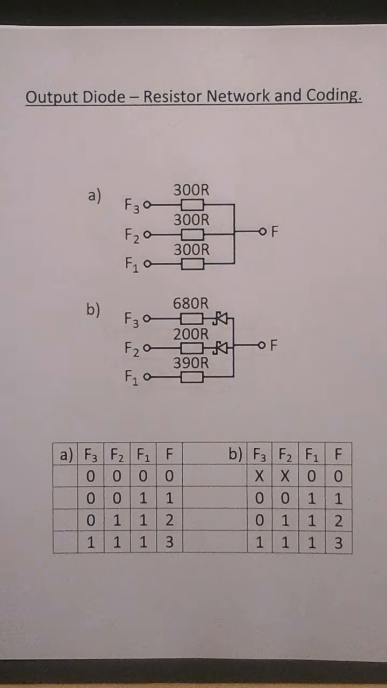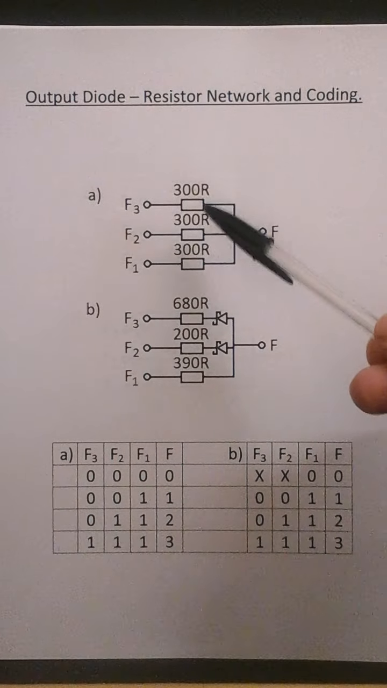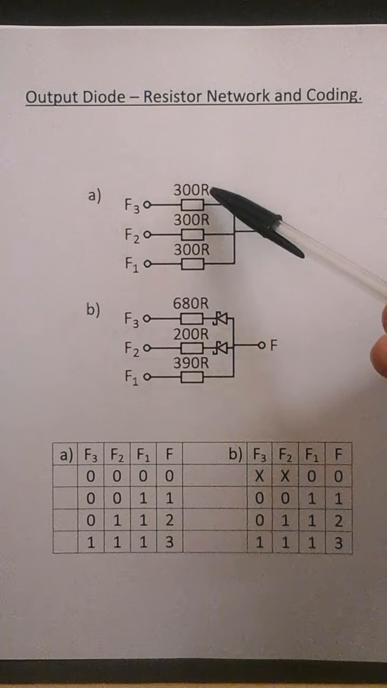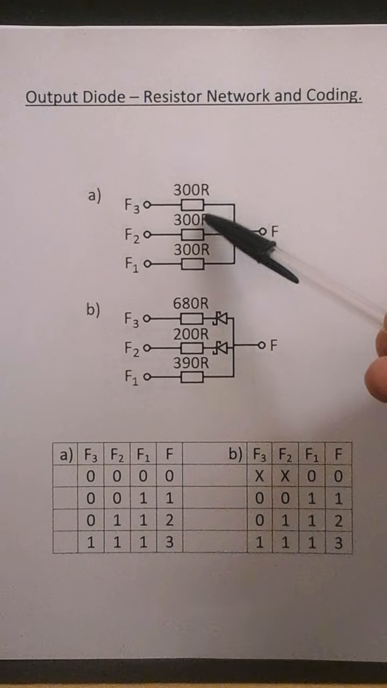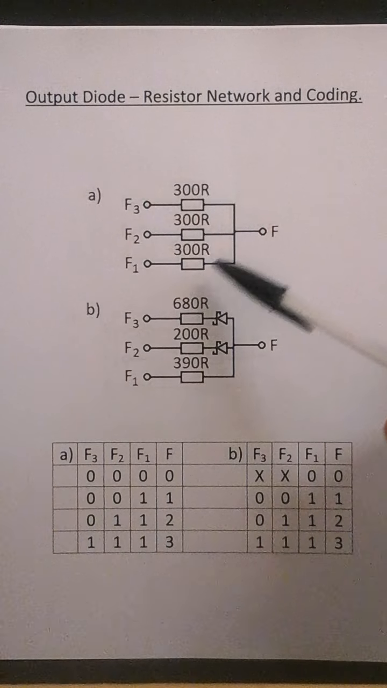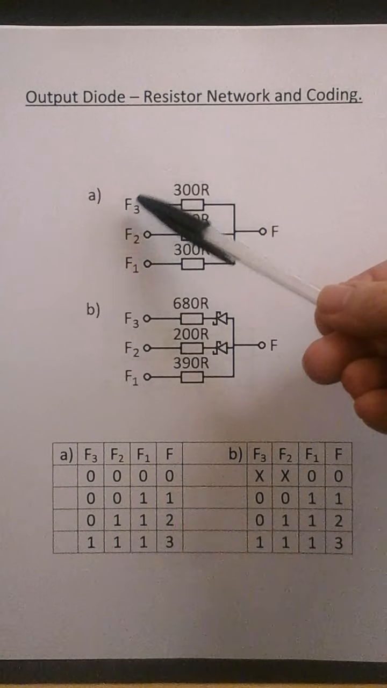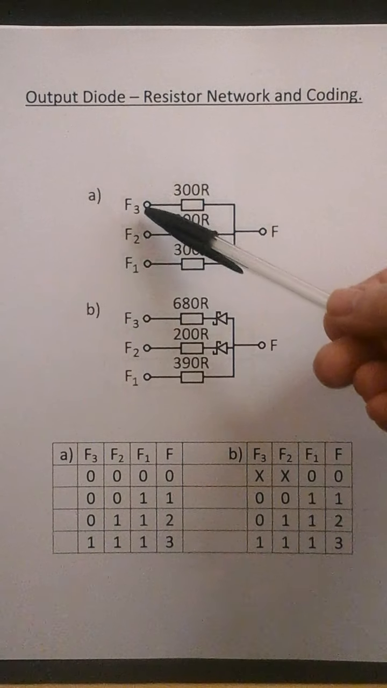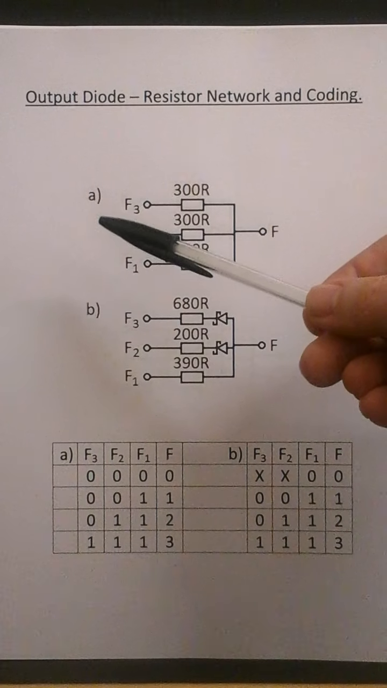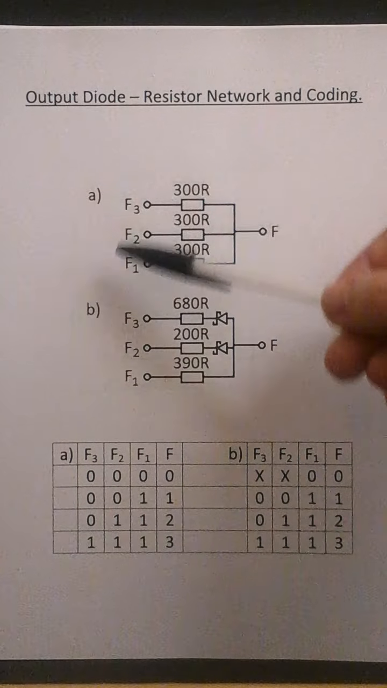So this is the output diode resistor network encoding. There are several circuits I'm going to describe. So this is circuit A. These are 300 ohm resistors. I didn't have a symbol for the ohm symbol, so I put R. R stands for ohms. These are all 300 ohm resistors, and F1, F2 and F3 are the inputs, the outputs from the 74ACT or AC logic.